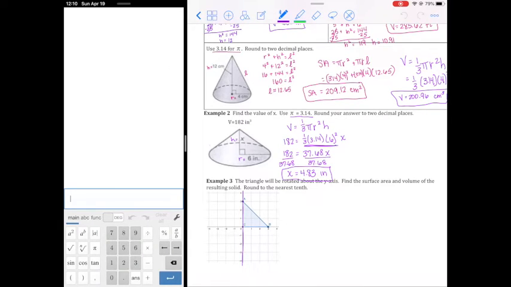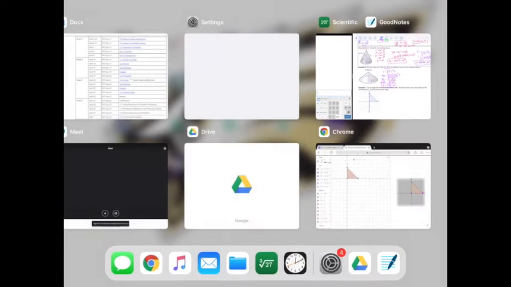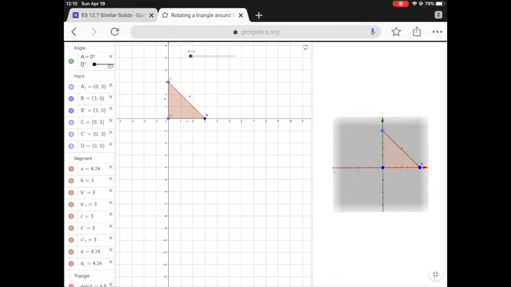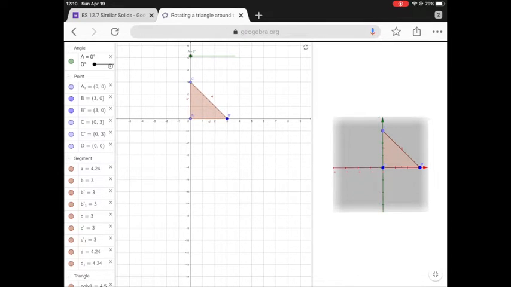On example 3, this triangle is going to be rotated about the y-axis, and that means in 3-dimensional space. So we're going to look at an example to help us visualize what this means. Here we have our triangle, which is the same triangle from our notes, with vertices at the origin, at 3 on the y-axis and 3 on the x-axis.